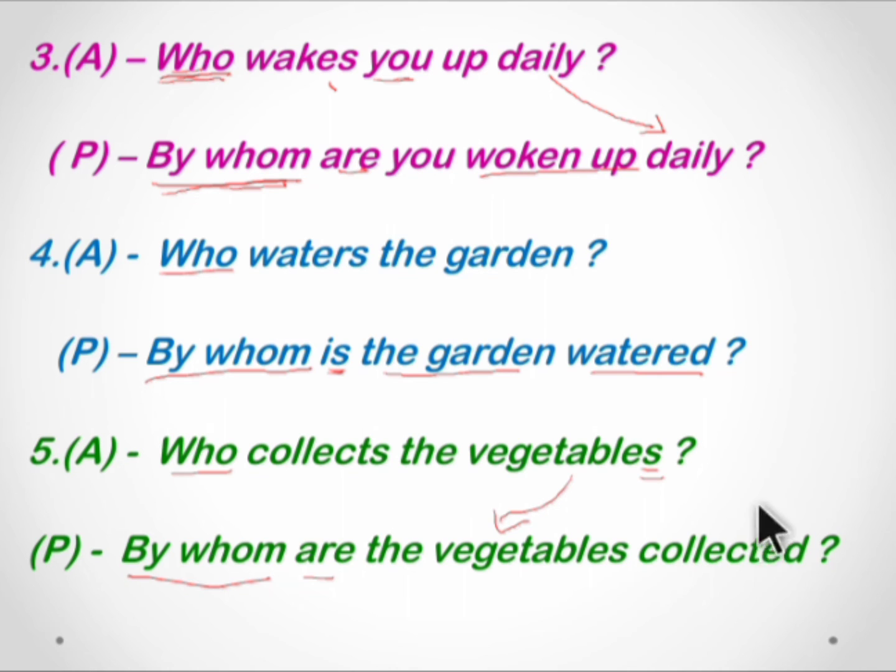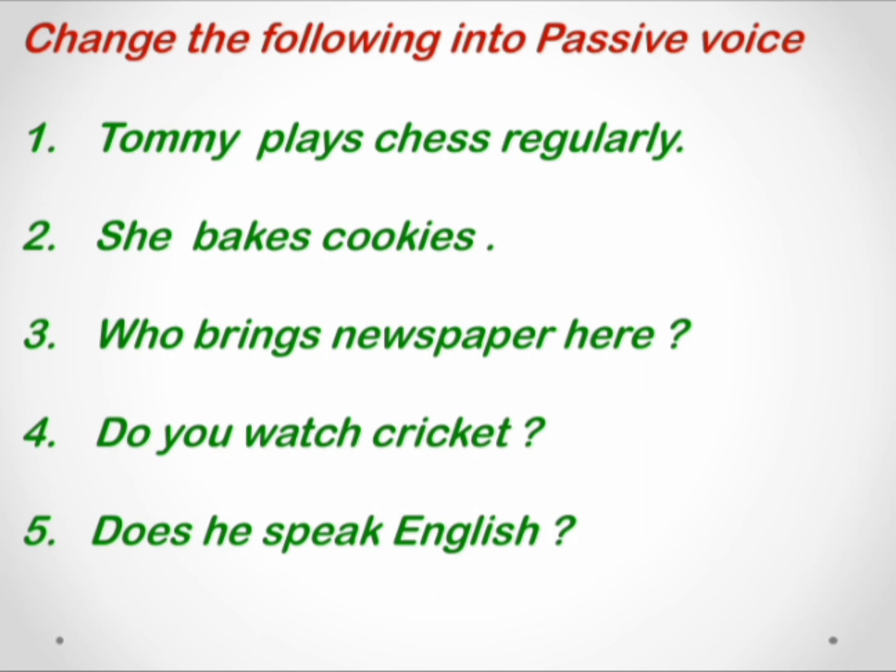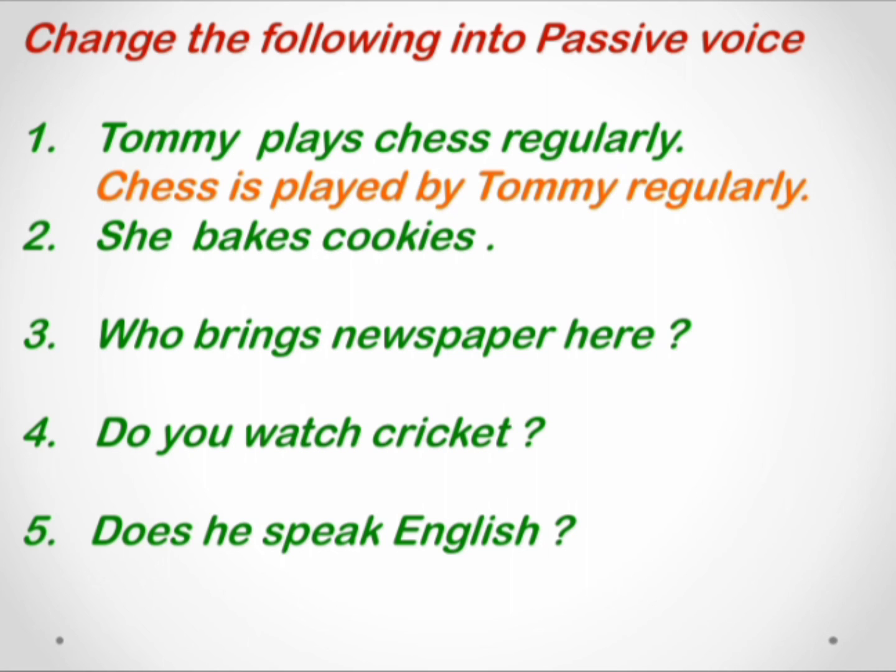I hope you understood. Now let's go for the test. Change the following into passive voice. Tommy plays chess regularly. You can pause a while to answer. Tommy plays chess regularly can be written as chess is played by Tommy regularly, because chess is the object.